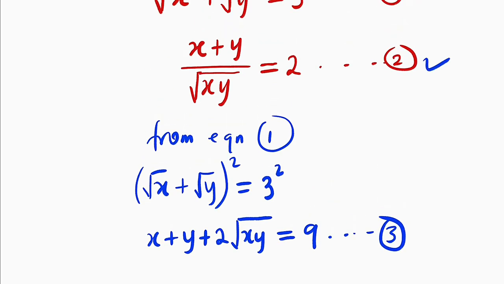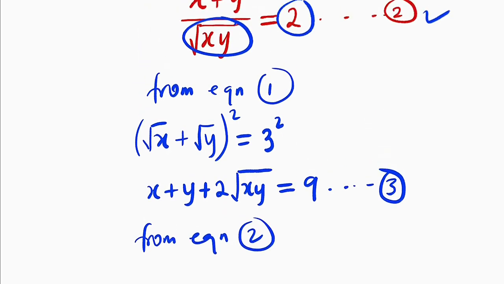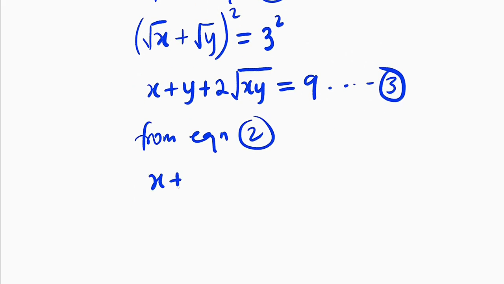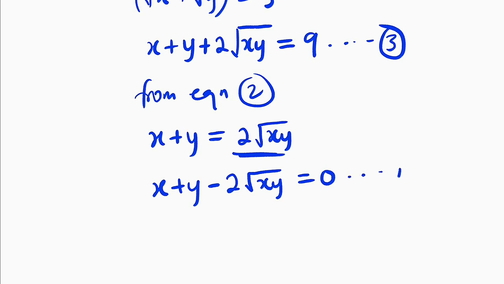Then from the second equation we can just cross multiply. We take this and multiply by this, and that will give us x plus y equals 2 multiplied by root of xy. From equation 2 we have x plus y equals 2 multiplied by root of xy. We may decide to bring this one to the left hand side, and that will be x plus y minus 2 root of xy, and to the right hand side we have 0. This is equation number 4.